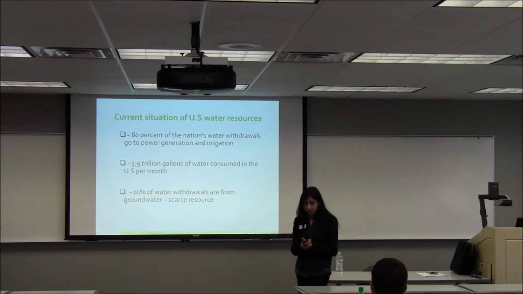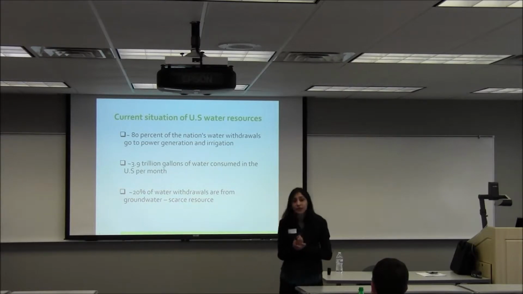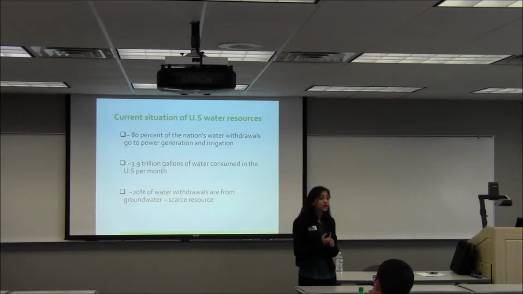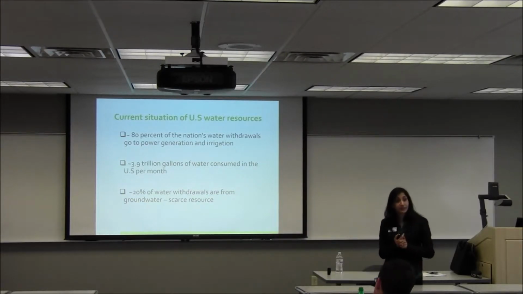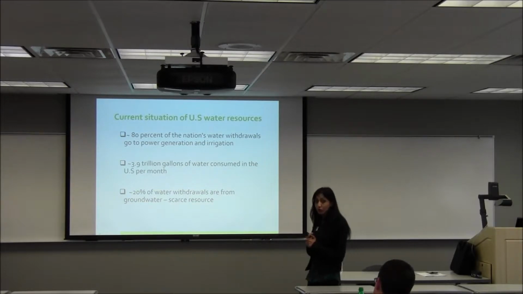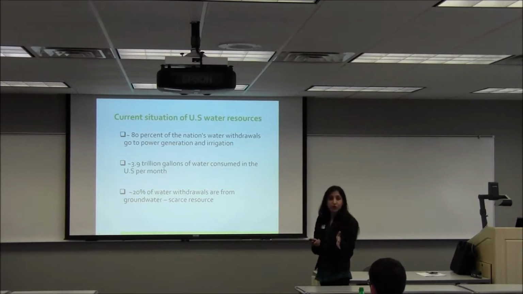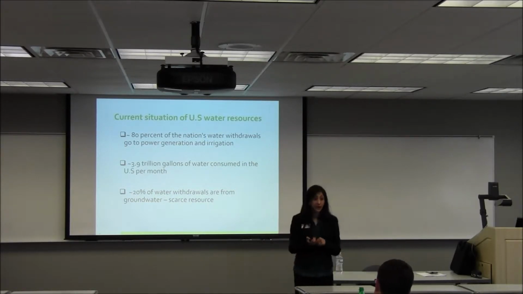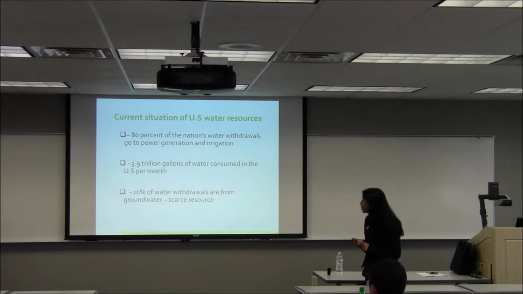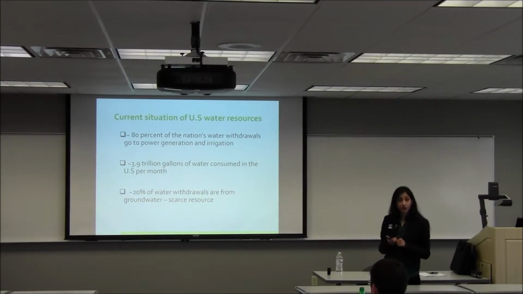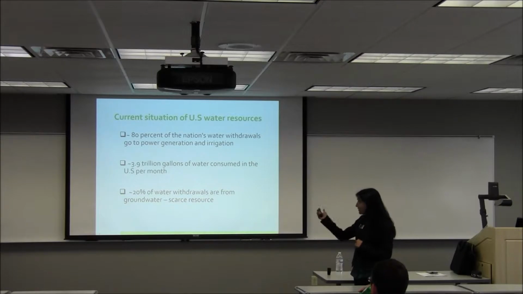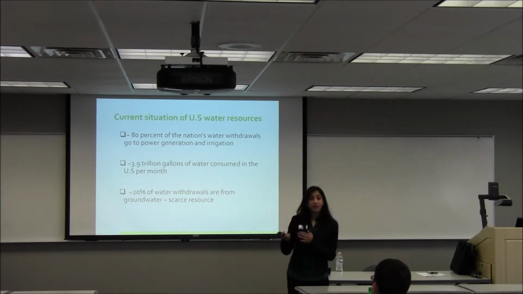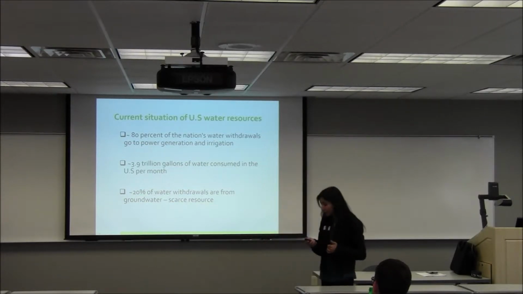So now let's look at some of the current facts for the US water resources. About 80% of the nation's water withdrawals go towards power generation and irrigation. That's a significant proportion of overall water withdrawals, okay? And that includes both surface and groundwater. About 3.9 trillion gallons of water is consumed in the US per month, okay? And finally, 20% of the water withdrawals are from groundwater, which itself is a scarce resource. These are average numbers for the whole country, and definitely vary from one part of the country to the other, okay?